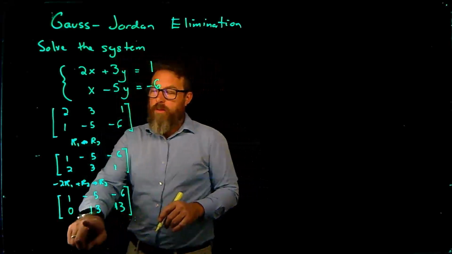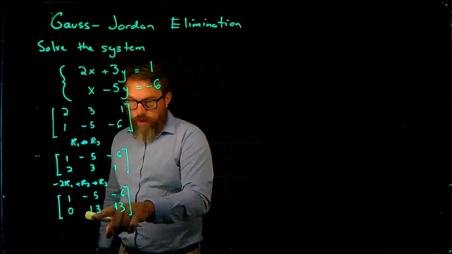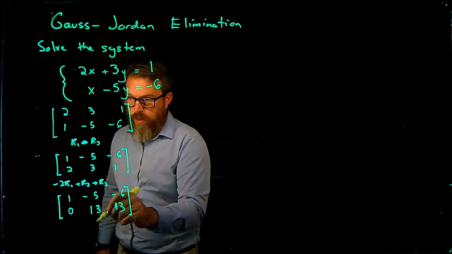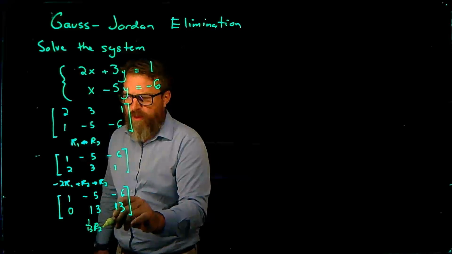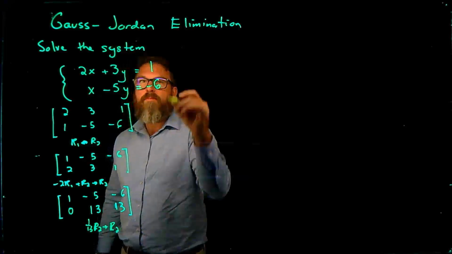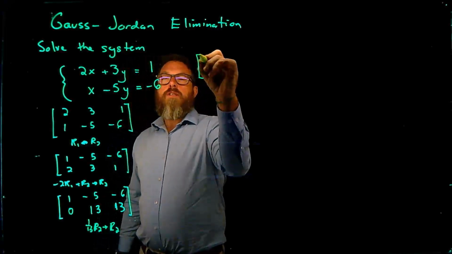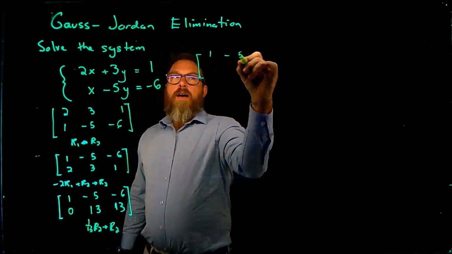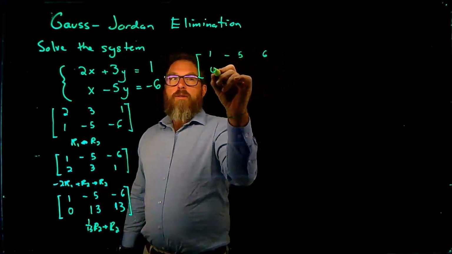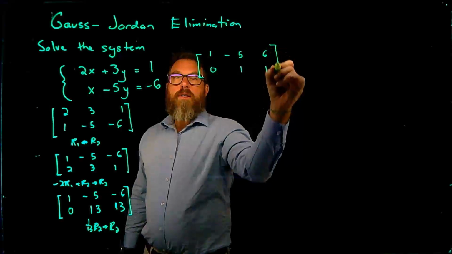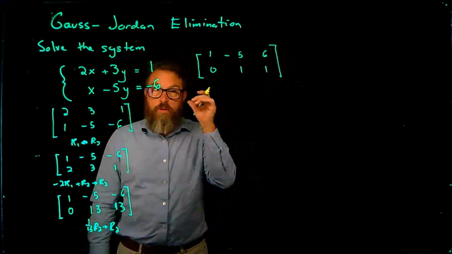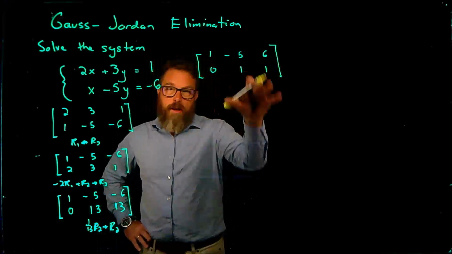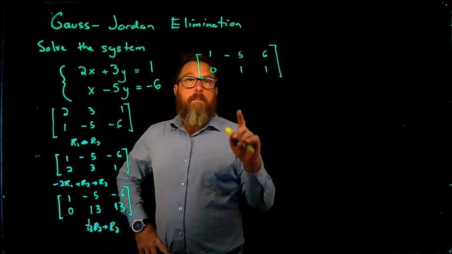So now I want to make this a 1. And since it's both divisible by 13, a really easy way of doing that is just go 1/13 row 2. This is going to be my new row 2. So now we're going to get this matrix: 1, minus 5, minus 6, and then 0, 1, 1. So that would have been where we stop with Gaussian elimination. Then we would just rewrite as a system of equations and then back substitute. But I'm not done yet.